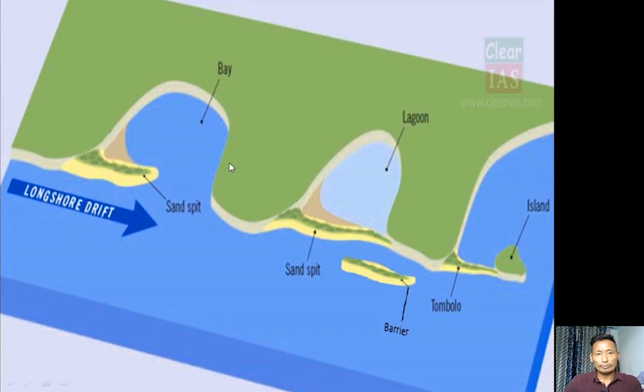So this is a bay. Bay means it is opposite to peninsula. Bay means a particular water body. It is surrounded by landmass on its three sides. 1, 2, 3. That is called bay.